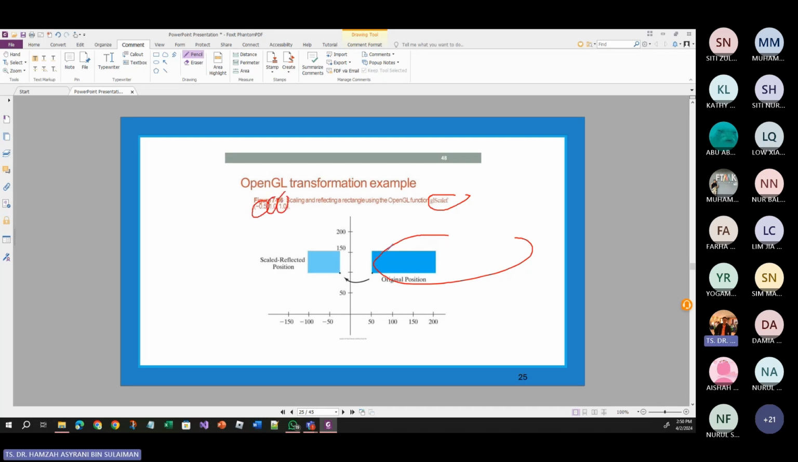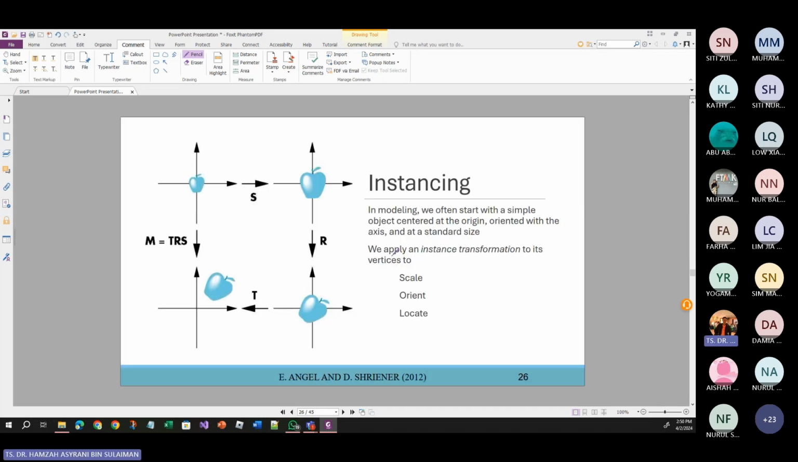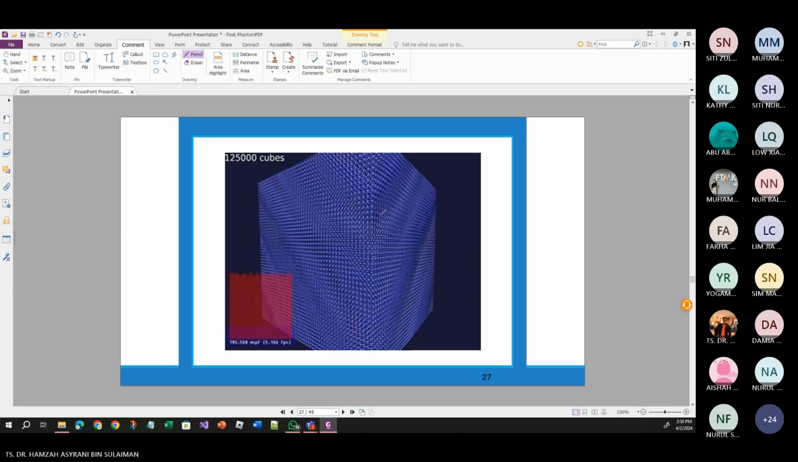Y. Z. Okay. Kemudian ada instancing. Okay. Instancing ni pun sama, kita nak instancing adalah merujuk pada combination of multiple transformation. Okay. Instancing. Mana dia asal dia mungkin sini. Membesarkan dia sikit ke kanan. Kemudian orang kata apa, rotation. Some rotation sikit. And then kita move sikit. So this way you can do this one.